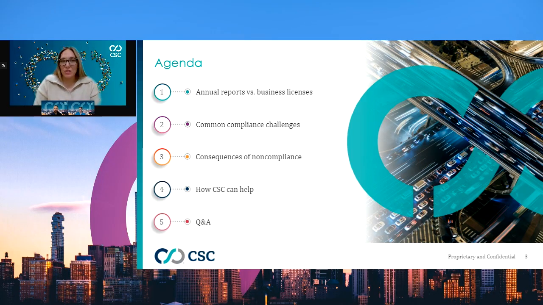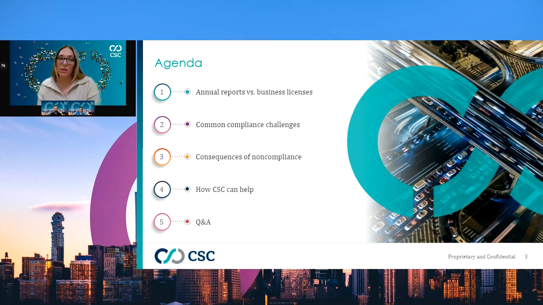Then we'll shift gears a little bit to talk through some common compliance challenges that we see as we work with clients like you day in and day out. What things might you be experiencing? And then we'll transition into how that can impact the business and any consequences of non-compliance, things that you could be experiencing or that we've realized working in these industries with this type of compliance day in and day out. And ultimately, where we'll spend a lot of our time today is helping you understand how we can be here to help at CSC and how we can become a partner of yours to streamline some of these compliance processes and maybe clear up some of those challenges that you might be experiencing with annual reports and business licenses.